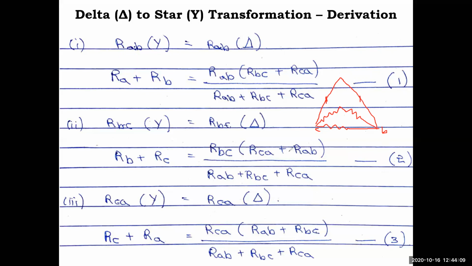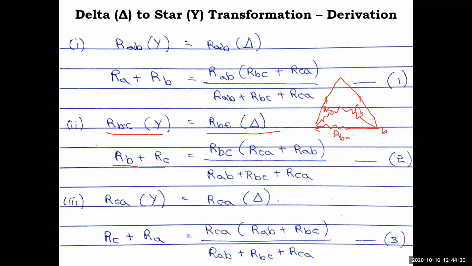Okay, these two become now series. So based on that, RBC of Y is equal to RBC of delta. So RB plus RC, they are in series now. Okay, so this RB plus RC, these are RB and this is RC. Okay, and this is RBC.